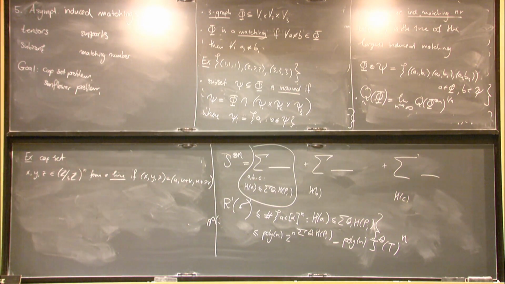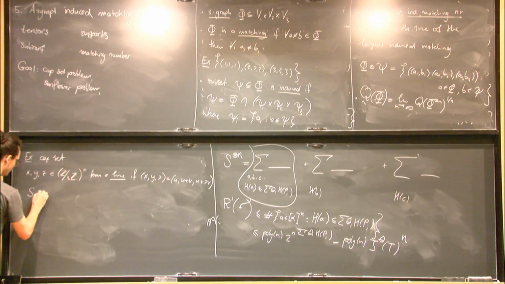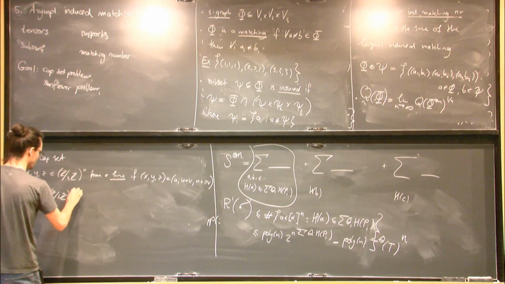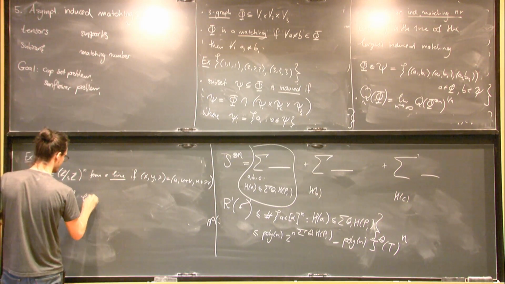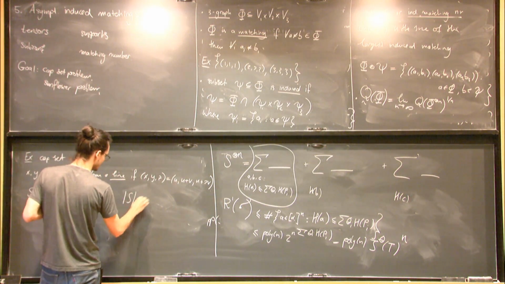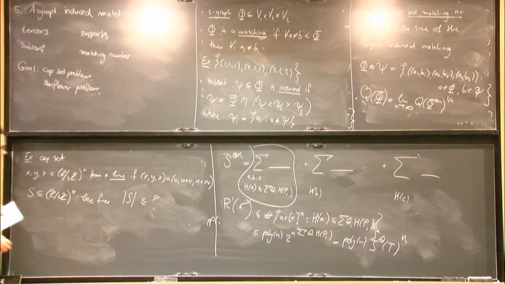And then the goal is to upper bound the size of a subset S of Z_3^n that is line free. So can we upper bound the size of any such set? That's the problem.